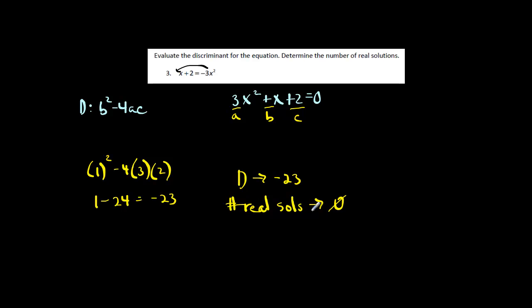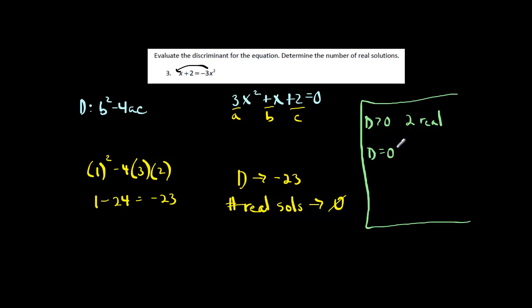There's no real solutions. If the discriminant is less than 0, it's not going to have any real solutions. So let me just write out the rule over here in case you didn't get it during class. If the discriminant is greater than 0, you'll have 2 real solutions. If the discriminant equals 0, you're going to have 1 real solution. It's going to be a double root. If the discriminant is less than 0, you're going to have 0 real solutions.